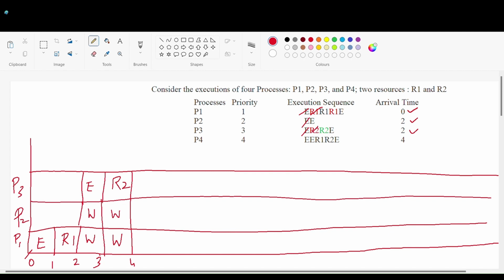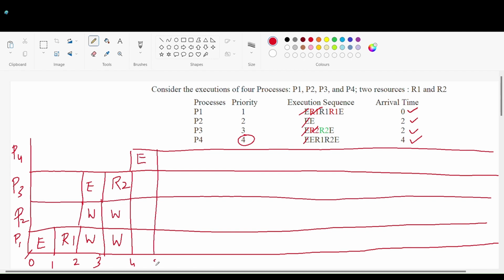Now at 4 another process enters the system, P4, clear? So at 4 P4 entered the system. P4 has high priority, so P4 will start to execute now. P4 will start to execute at 4 and it will execute E. Another process will go to the waiting state.